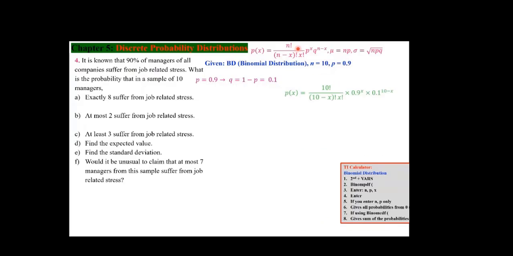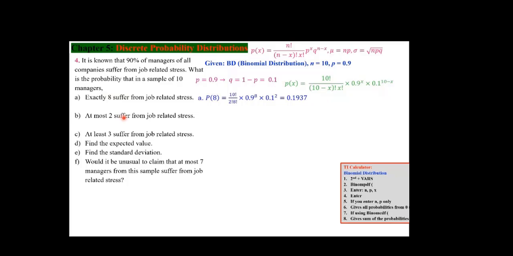So this is your formula now. Probability of x is 10 factorial over 10 minus x factorial times x factorial times, now p is replaced with 0.9, q with 0.1. Practically you're done. So for part A, all you have to do is replace the x with 8. So probability of 8, replace the x with 8.